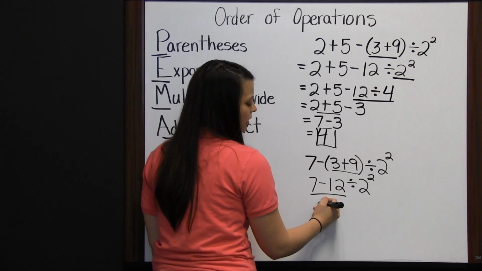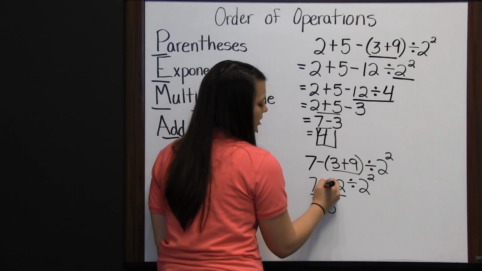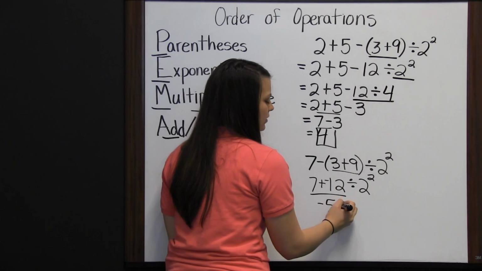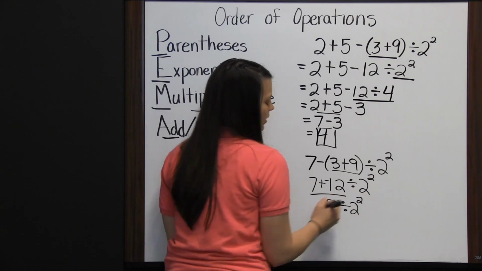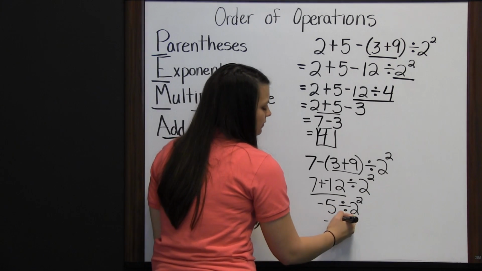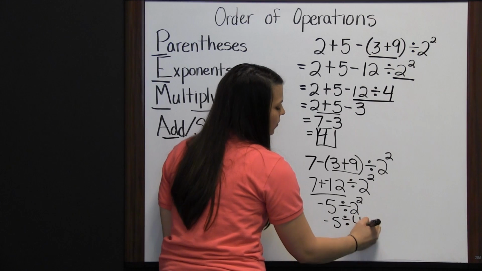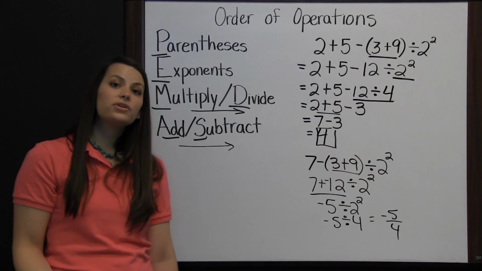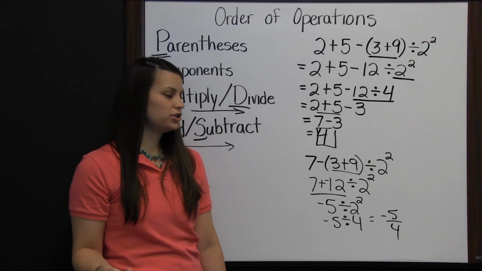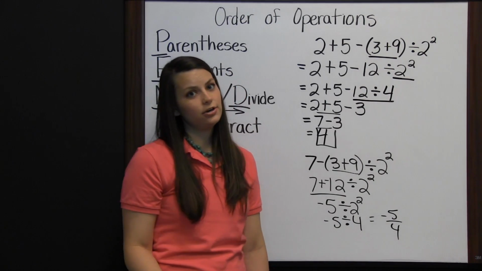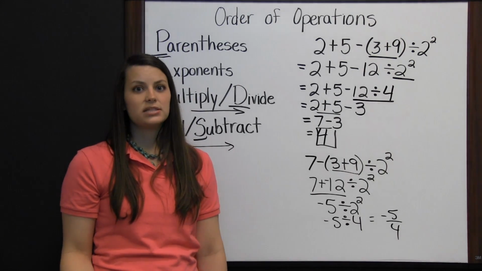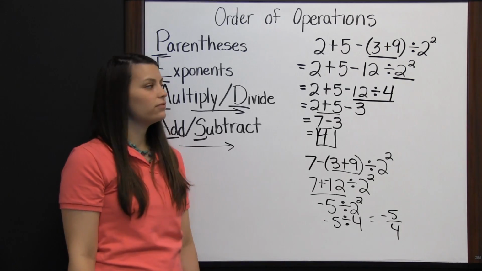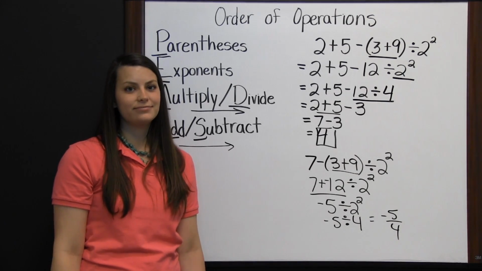7 minus 12 would give us negative 5, since we can add the inverse. 7 plus negative 12 is negative 5, divided by 2 squared. Negative 5 divided by 4 is negative 5/4. So as you can see, if we ignore the order of operations, we get a completely different answer, which is why it's very important to make sure you're always going in the correct order whenever you solve or simplify an expression.